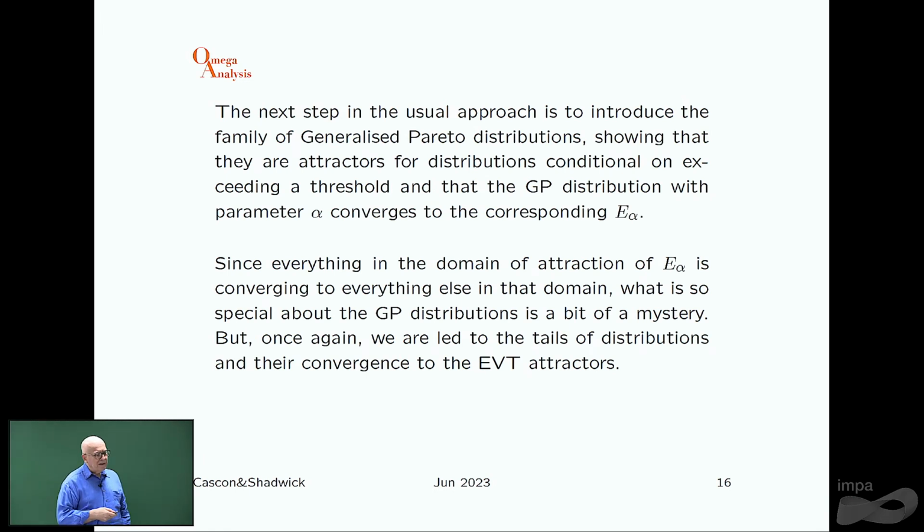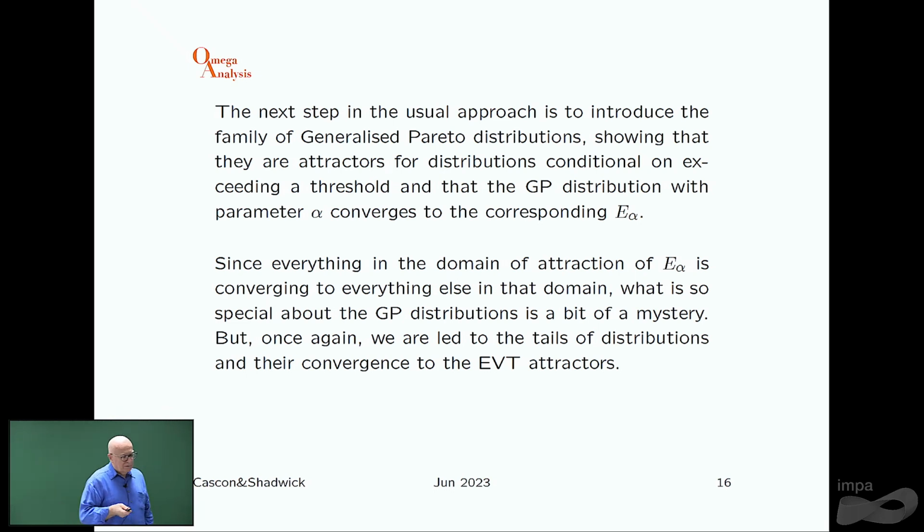So then in the usual approach, there's a bit of a bait and switch, because all of a sudden they start introducing generalized Pareto distributions. And they have a natural description. They come about by looking at the distribution conditional on being above a certain threshold, a peak over threshold condition. But the justification for their existence is never given.